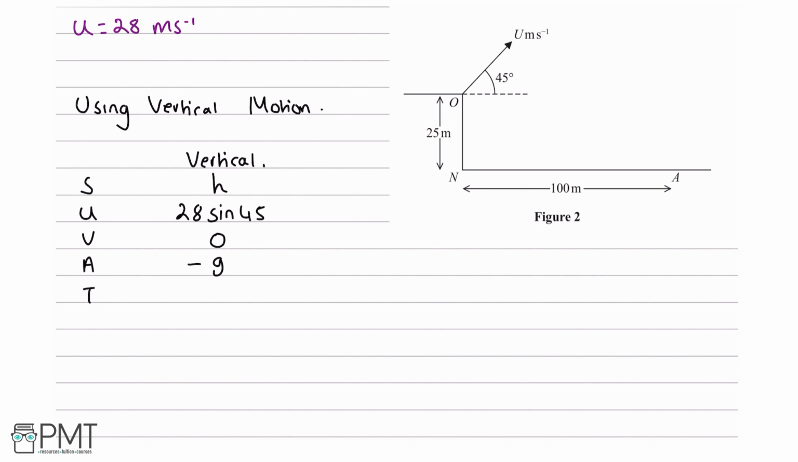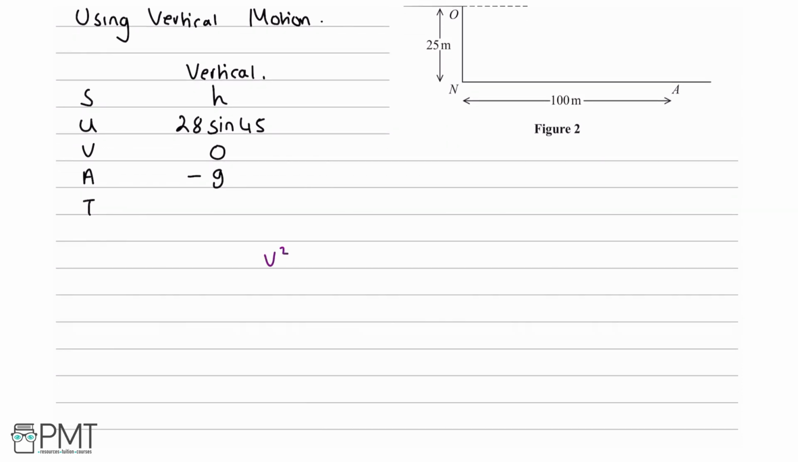What we need to do is use an equation which has s, u, v, and a, and the only equation which has this is v squared equals u squared plus 2as. We can use this equation because we're looking at constant acceleration, so that's just something you need to check. What I'm going to do is plug in our values.